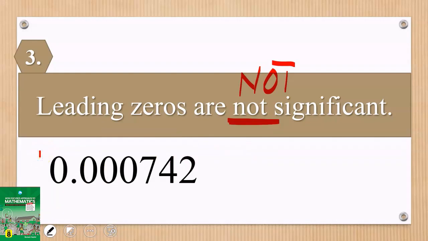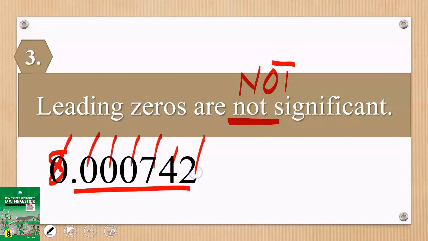But the moment I put a number here, maybe I put 8 here, then it becomes 8.000, and the zeros become significant. That means I'm going to have 1, 2, 3, 4 significant figures. So what will happen to this? How many significant figures do we have here? Sure, the answer is 4 significant figures.